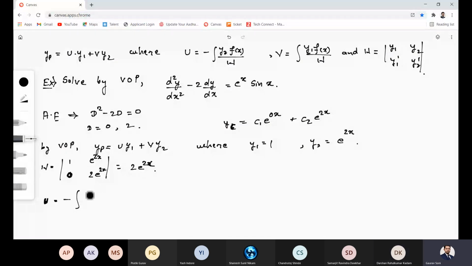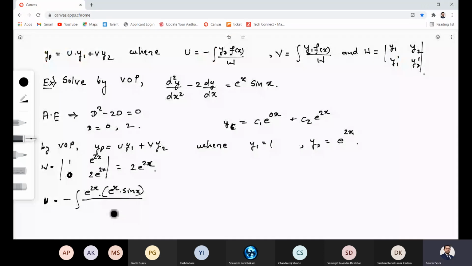Now you go for u. Use the formula for u. What is the formula for u? Minus integration of y2, e to the power 2x, into right hand side. Right hand side is e to the power x into sin x, divided by w. w is e to the power 2x. So this 2 will get cancelled out.